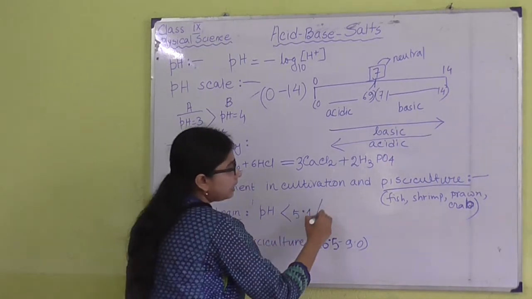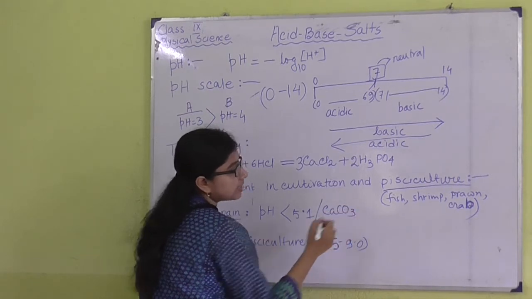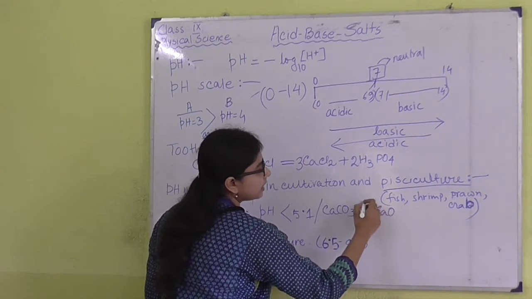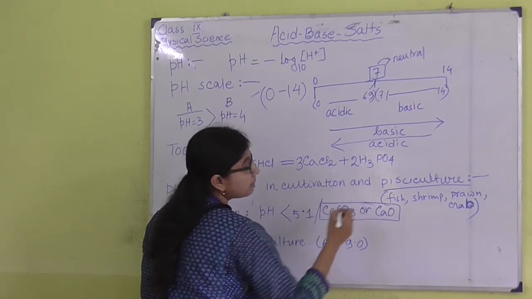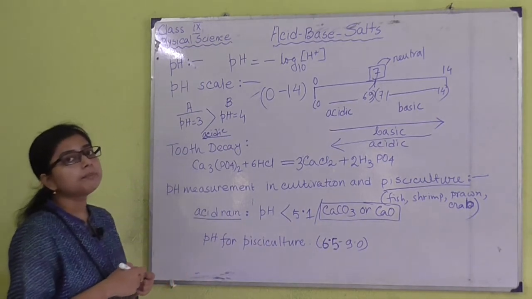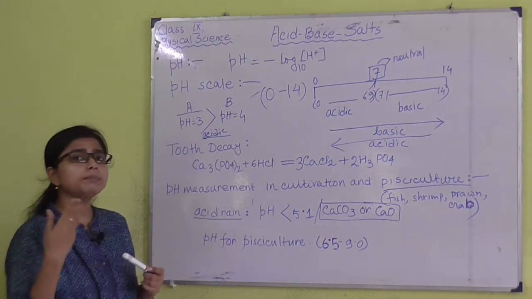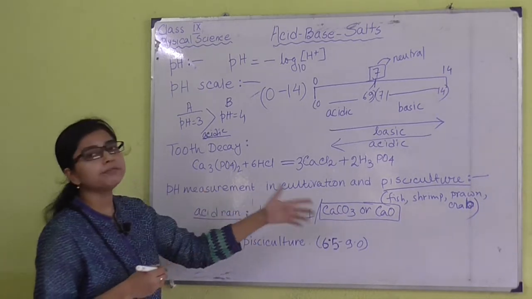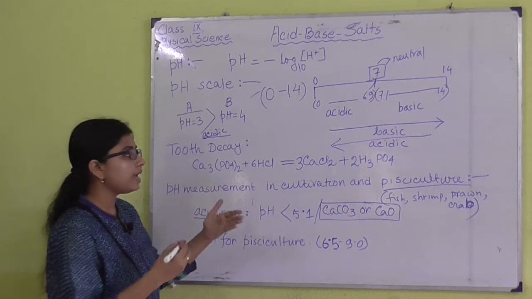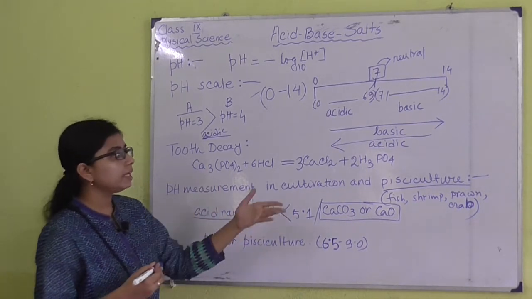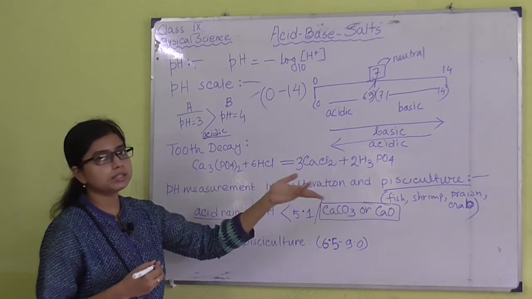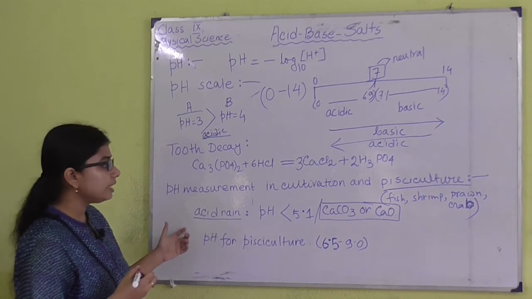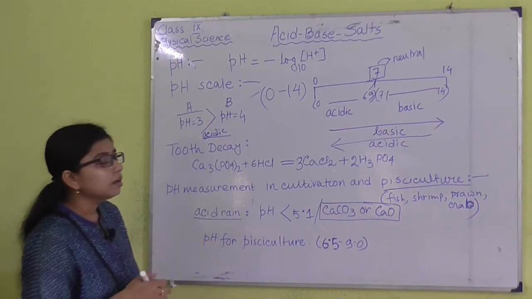We should add CaCO3, that is calcium carbonate, or we can add calcium oxide, that is CaO. Adding these chemicals, we can make the water basic, but we should not make it too much basic, but it should be above 5.1. The pH range should be above 5.1, so that we can easily grow this species. Now, in case of cultivation purpose, what should we do?